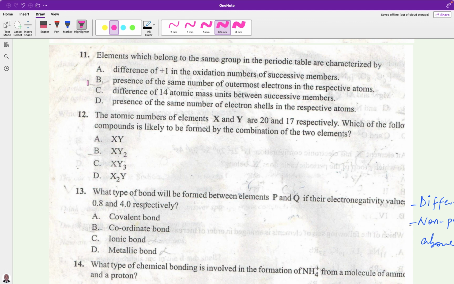Their number of shells will differ as you go down the group, because they increase by 1 shell. Those of period 1 will have 1 shell, period 2 will have 2 shells, period 3 will have 3 shells, period 4 will have 4 shells. As you go down the group, there's a difference in the number of shells by 1. But all of them have the same number of electrons in their outermost shell. So our answer for 11 is B.